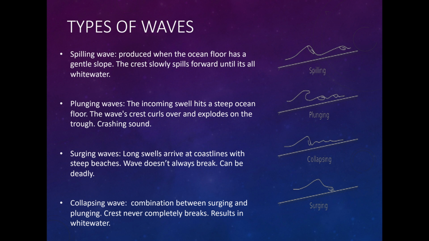We have the spilling wave. The spilling wave is produced when the ocean floor has a very gentle slope and the crest of the wave, the top of the wave, spills slowly forward until it is all white water. When I say white water, think about a wave and you see that white part, that's the white water. So spilling waves go up a gentle slope and they just spill forward. You have your plunging waves. Your plunging wave is when an incoming swell hits a steep part of the ocean. The wave's crest curls over and explodes under the trough and you have a crashing sound. A lot of surfers love the plunging waves.